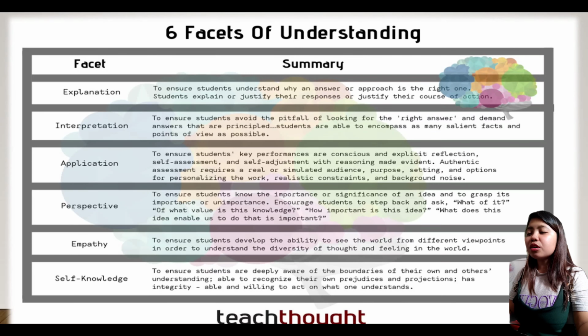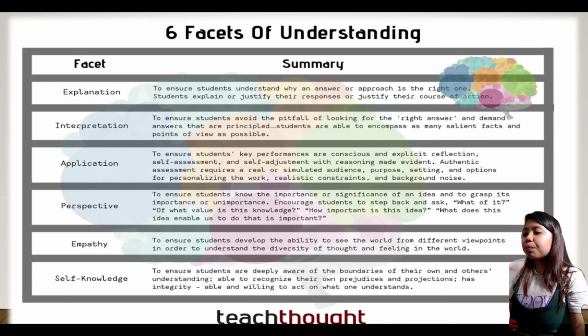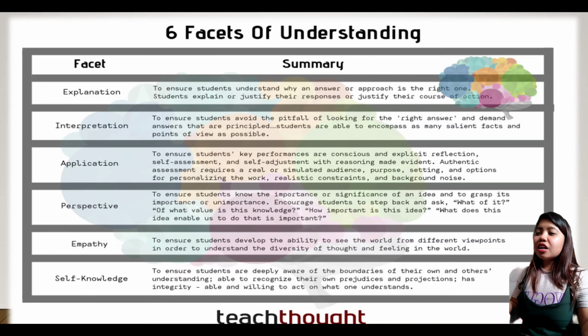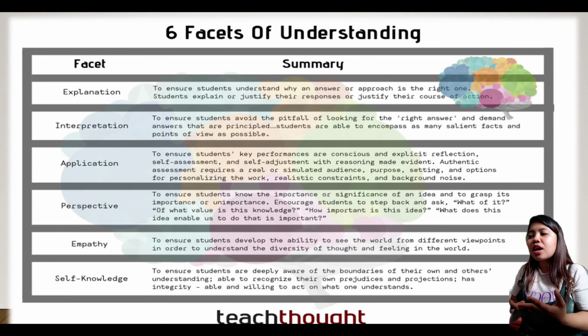Authentic assessment requires a real or simulated audience, purpose setting, and options for personalizing the work, realistic constraints, and background noise. The next is perspective. Perspective means to ensure students know the significance of an idea to grasp its importance or unimportance. Encourage students to step back and ask: So what? What value is this knowledge? How important is this idea? What does this idea enable us to do that is important?